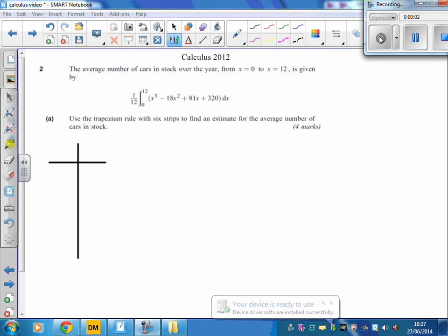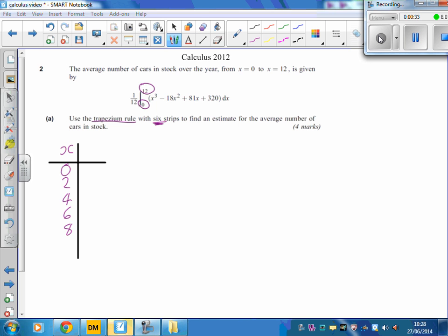Calculus 2012, question number 2. Here we're going to have to use the trapezium rule with 6 strips to find an estimate for the average number of cars in stock. To do this, first of all, I would look at the limits and see it goes between 0 and 12. So to make 6 strips, that would be a gap of 2. So x starts at 0 and goes up in 2s until we hit 12.